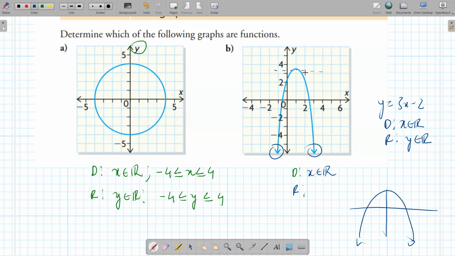So for the range, let's say that is 3.5. This point right there is (1, 3.5). What would be the range of this quadratic function? Equal to or less than 3.5. Exactly. So you want to say y is an element of R. Yeah, this is a little bit annoying, but you have to do this every time. And then y is less than or equal to 3.5. And there you go. Okay.